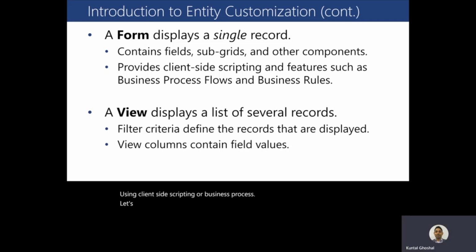Let's talk about a view. In Dynamics 365, a view displays a list of records, and we'll talk more about views. But typically, when you have an entity configured, a view is basically displaying the detail of that entity, and you can also have a filter criteria to define which records you want to be displayed as a part of that view.